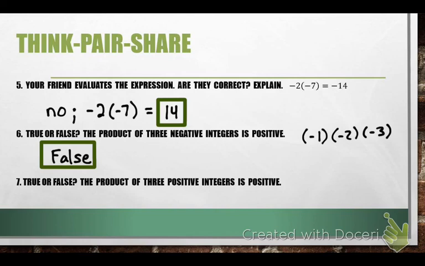I'll use those same numbers. The product of 3 positive integers, 1 times 2 times 3, is going to be positive. Is that true or false? True. That is also true.